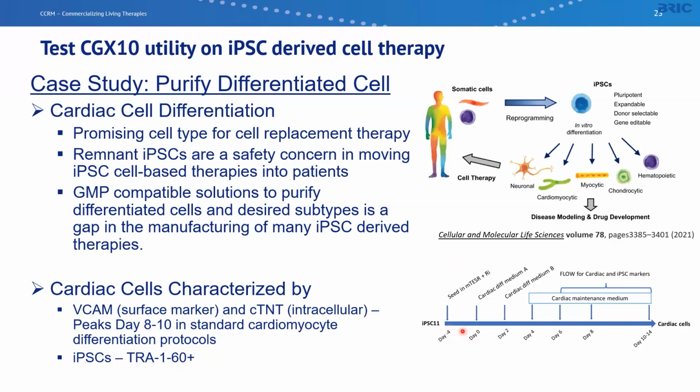So we seeded the iPSCs and started the cardiac differentiation. And around day 6 to 8, we did flow for cardiac and iPSC markers and decided on the best timing for sorting.